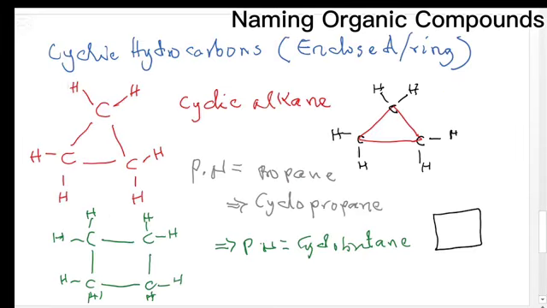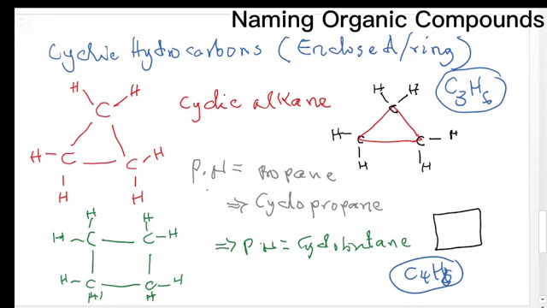You realize that my cyclopropane has the same molecular formula as that of an alkene. For example, this is C3H6. See that? This one is going to be C4H8.